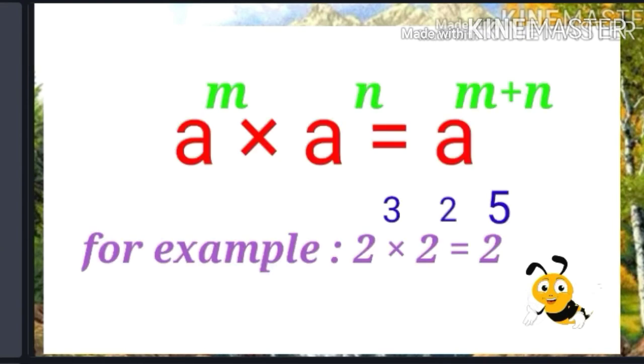Here a raised to power m is multiplied by a raised to power n. It's a raised to power m plus n. Here the base is the same, but the powers are different, so we add the powers and keep the base as it is. Let us look at one example here. 2 raised to power 3 multiplied by 2 raised to power 2 is 2 raised to power 5. Here 3 plus 2 is 5. The base is the same but the powers are different, so we add the powers.